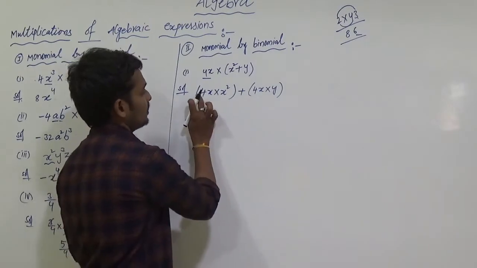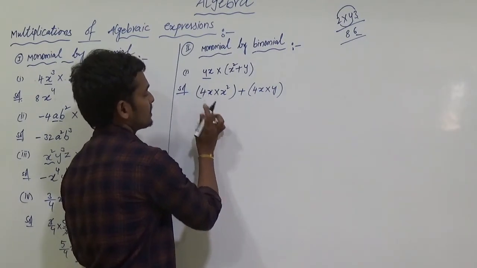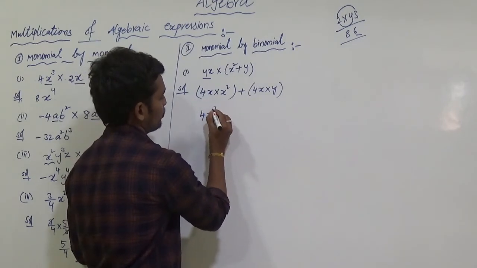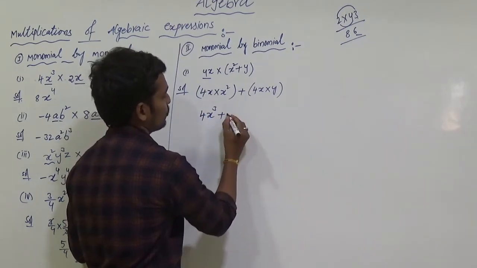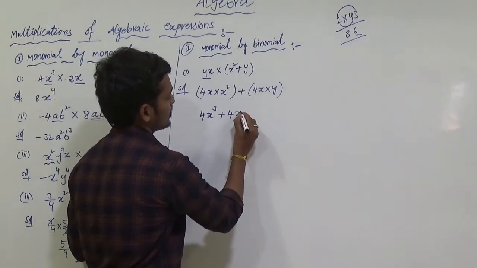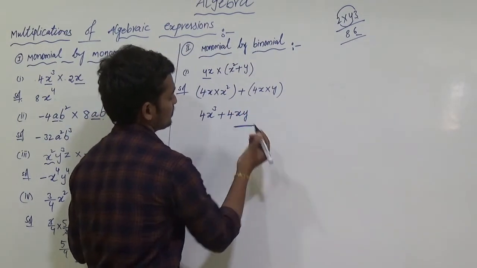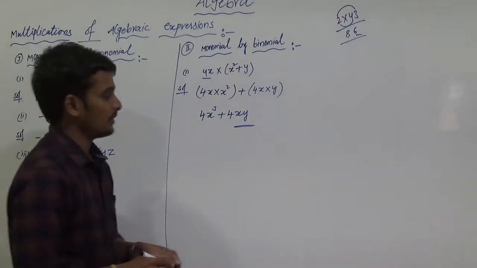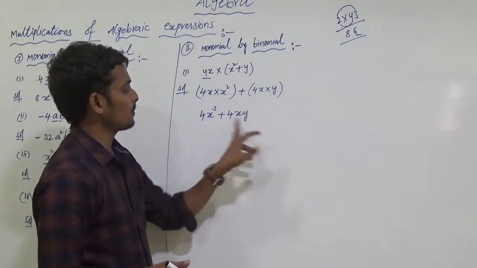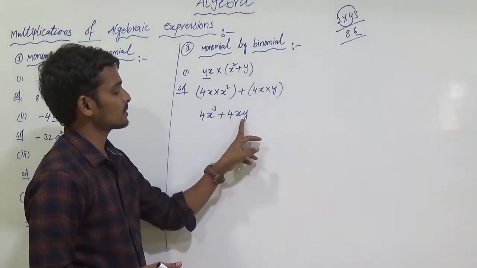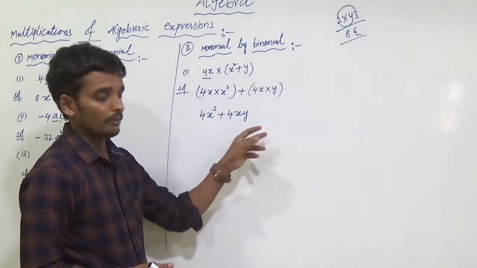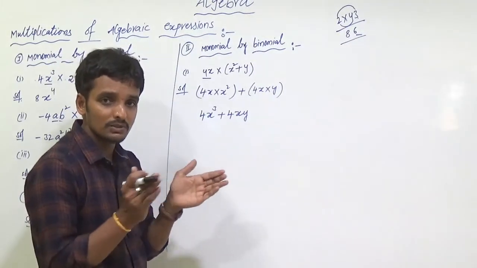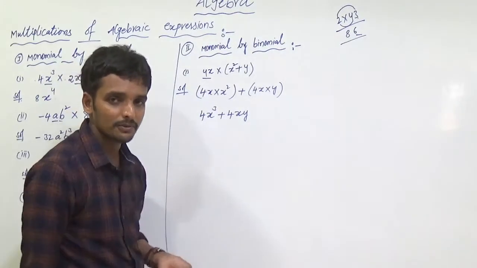Now I multiply. Here the symbol is plus, plus into plus is plus. Here 4 x into x square is x cube, plus here 4 x into y is xy. This is the answer: 4x cube plus 4xy. If anybody is thinking 4 plus 4 is 8, x square into x power 4, why? That is wrong. Why? Because in between the 2 terms we have a plus symbol. We have connected the 2 terms with plus. That is called an algebraic expression.